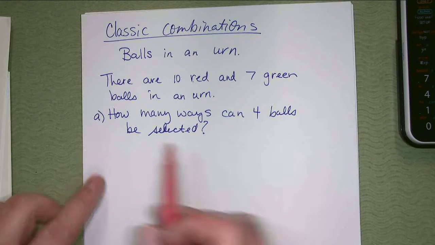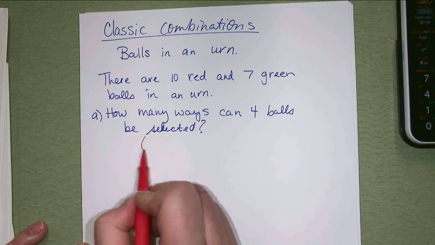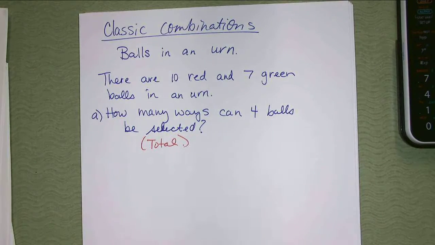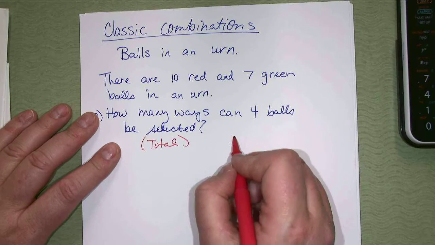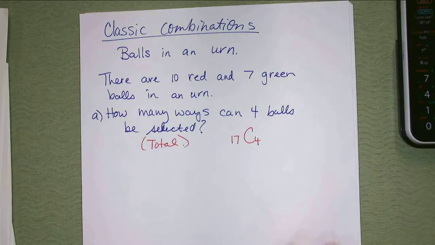So we're going to add to this, but this is just like the total. How many ways can 4? It doesn't say anything about the colors that you want to get. How many total is there? 17? And we're choosing 4. So that's just the total. It doesn't say anything about what color you want.